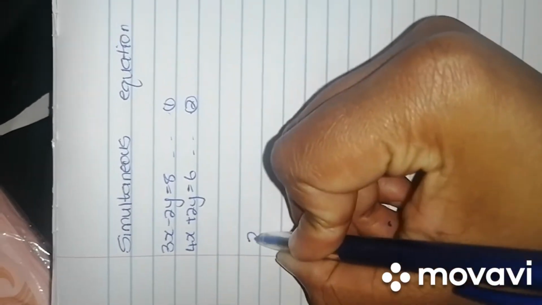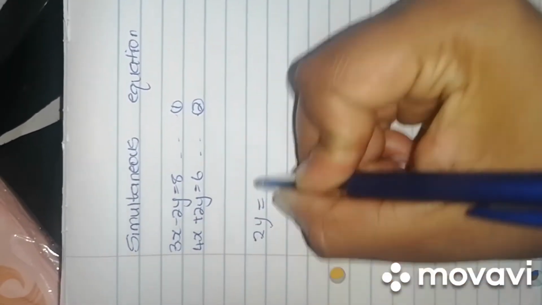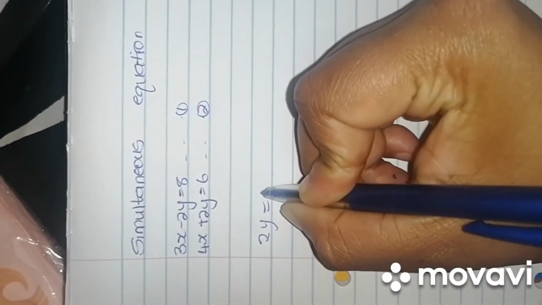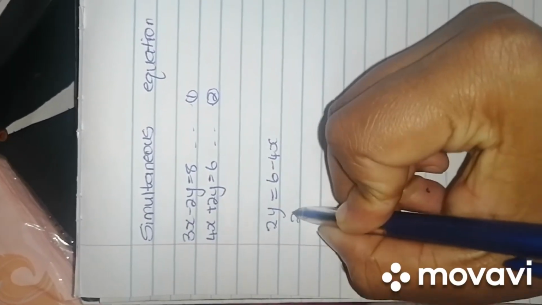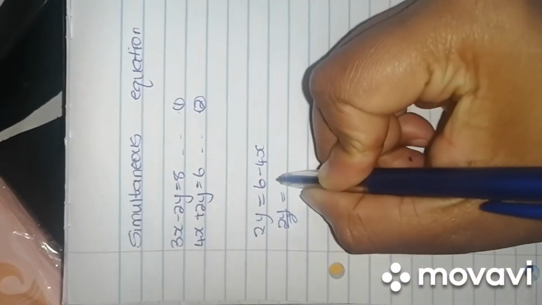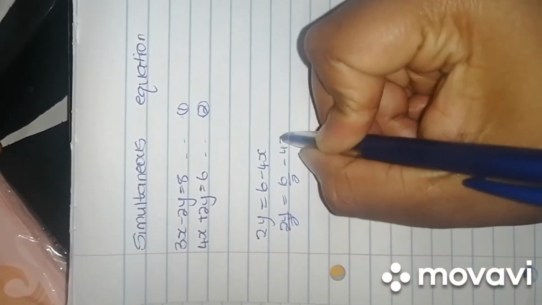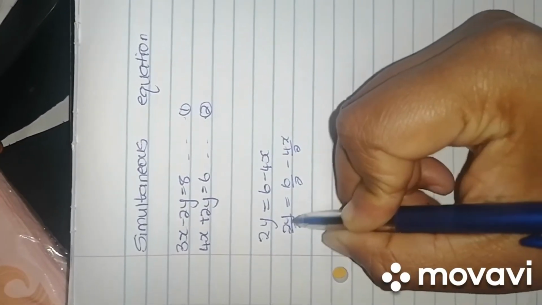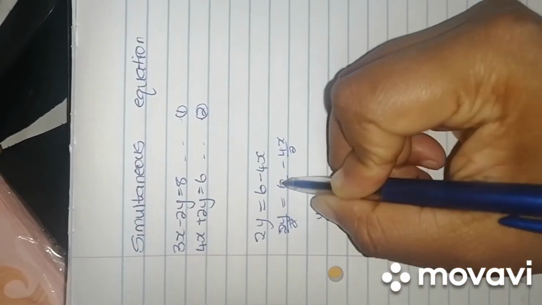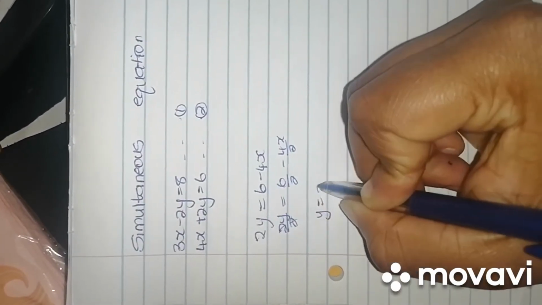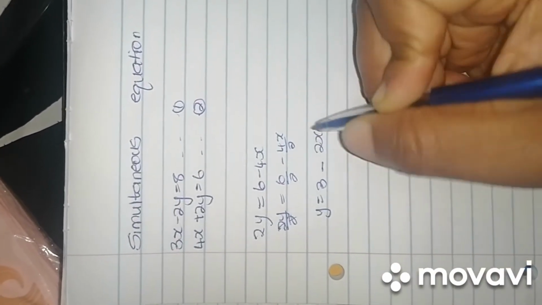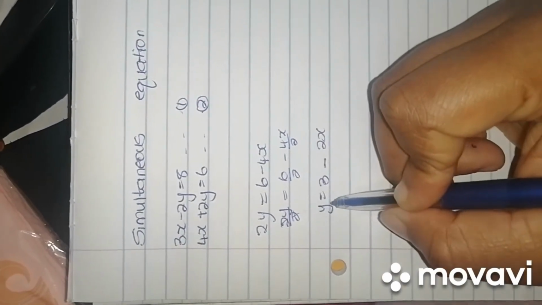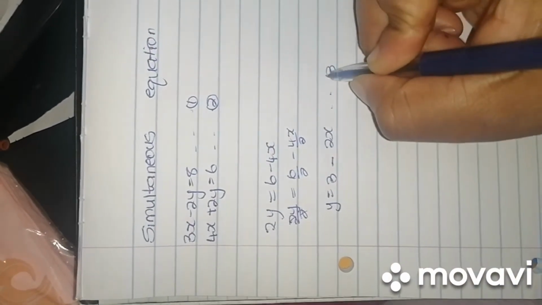So I'm going to have 2y is equal to 6 minus 4x. Divide both sides by 2. I'm going to have y is equal to 6 divided by 2 is 3, minus 4 divided by 2 is 2x. I'm going to call this our third equation.